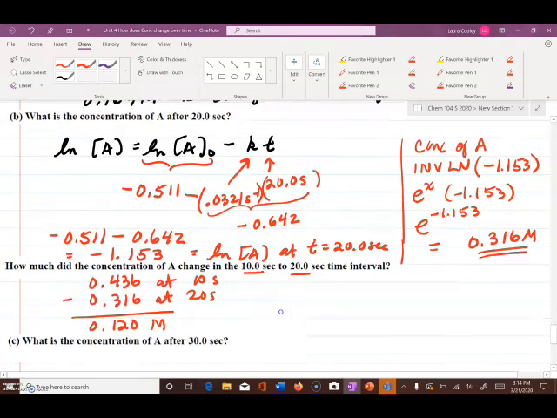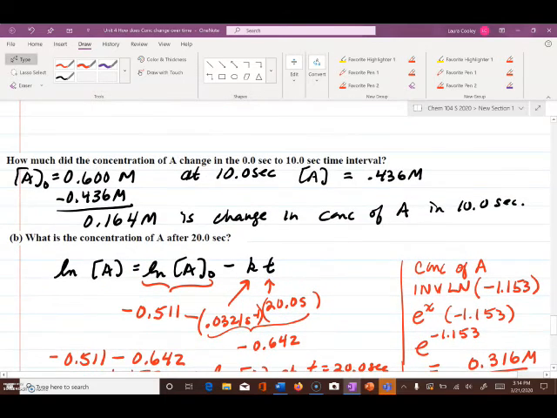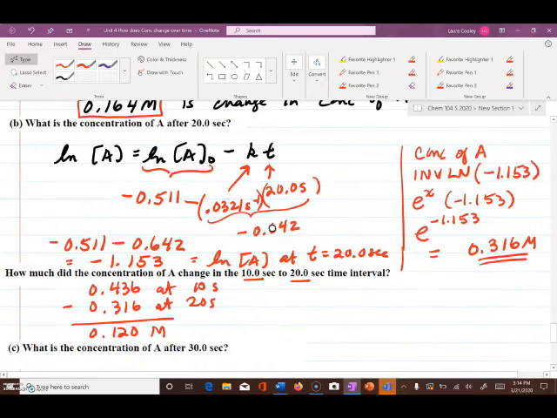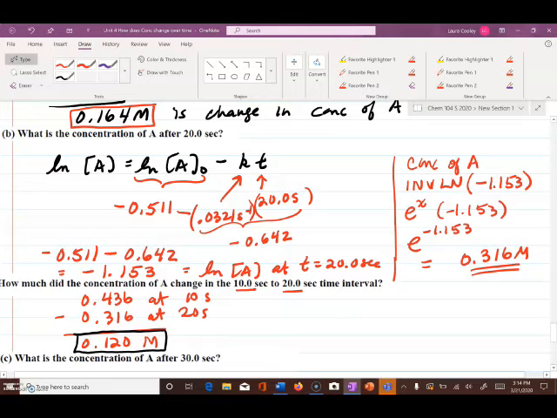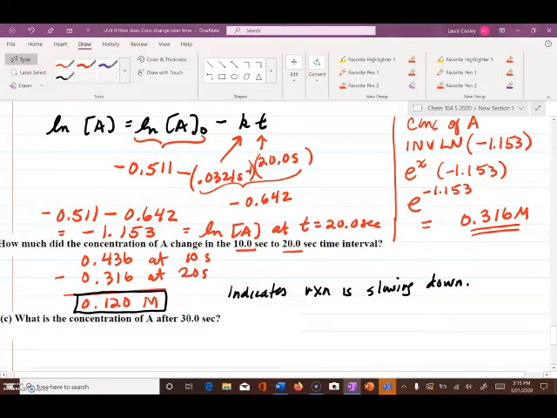Okay, so let's take a look at that. For the first 10 seconds, the change in the concentration was 0.164. The change in the concentration for the next 10 seconds is 0.120. So what's happening to the reaction? It's the same length of time that passed, but we have a smaller amount of reactant that reacted in that time. So this indicates that the reaction is slowing down, which we know happens over the course of a reaction. But our nice equation that we got from calculus accounts for all of that.